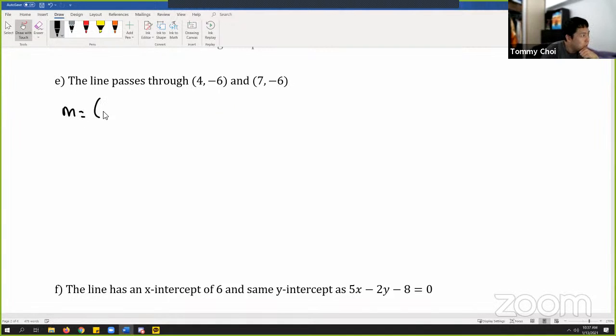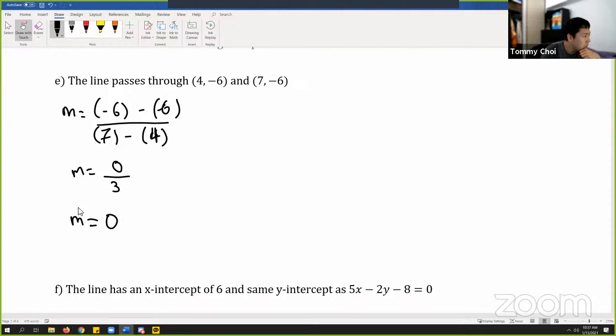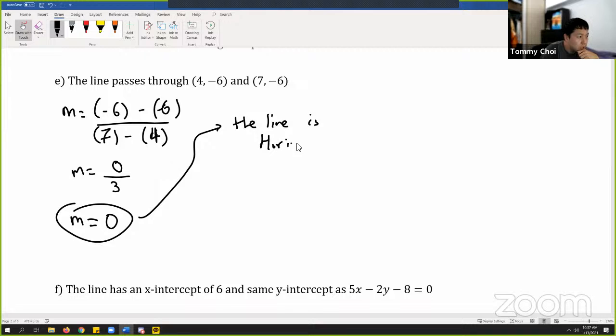When you plug it into the slope equation, you'll do negative 6 minus negative 6 over 7 minus 4. In doing so, negative 6 minus negative 6 gives me 0. And the bottom of 7 minus 4 gives me 3. But 0 over 3, the final slope is just 0. The line is horizontal for this one. Right? When the slope is 0, the line is horizontal.